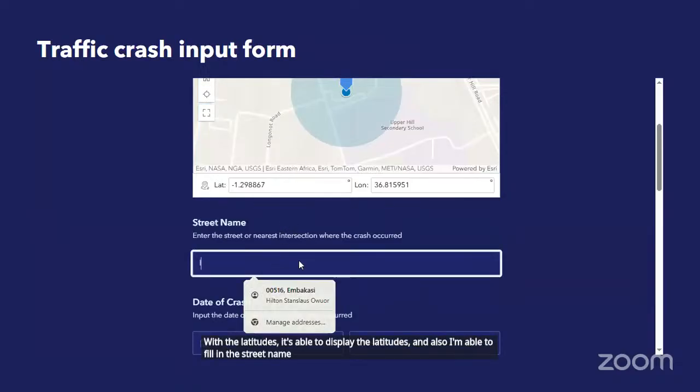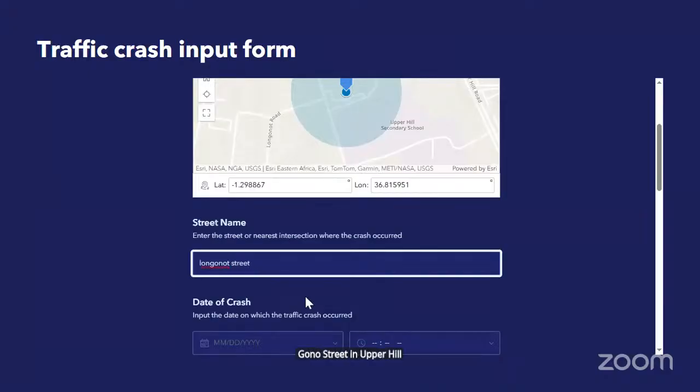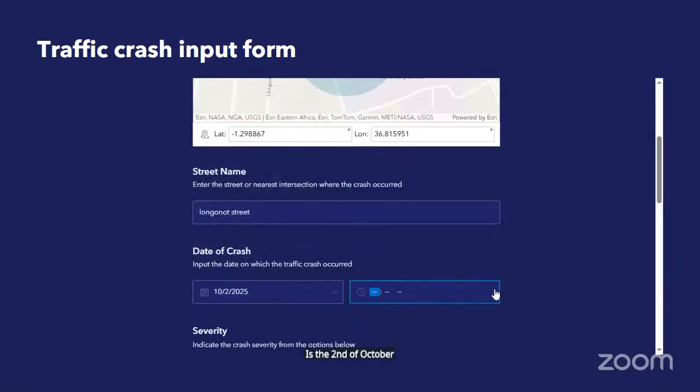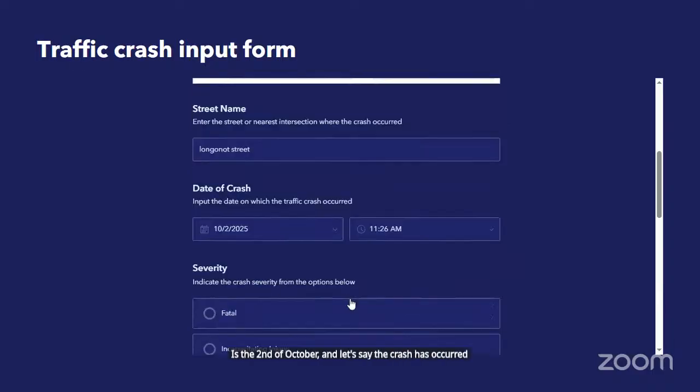Let's say Longonot Street in Upper Hill. And also the date of the crash. Today is the 2nd of October. And let's say the crash has occurred at this time, it is able to display that.